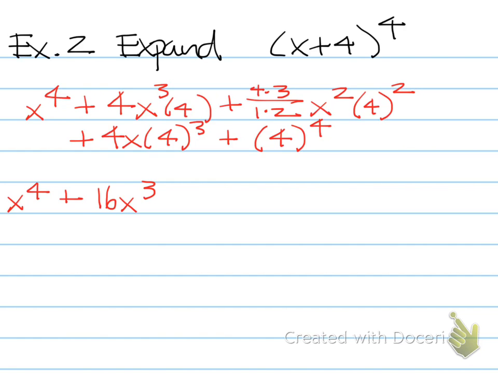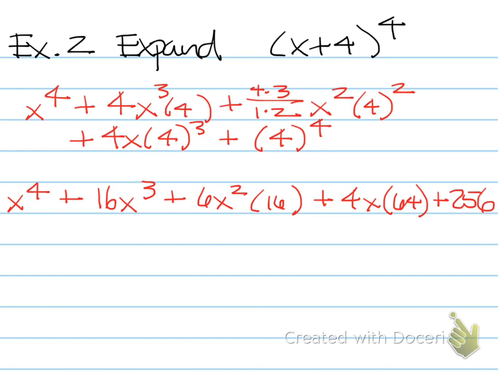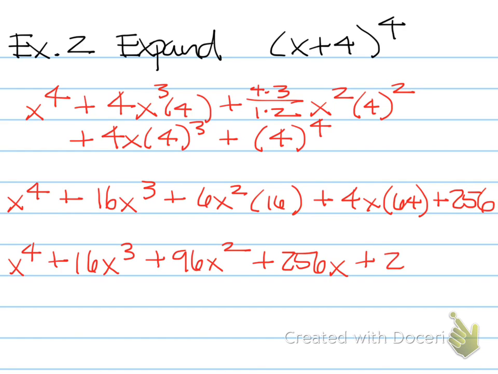So we've got 4 times 4 is 16, and then x cubed. 4 times 3 is 12, divided by 2 is 6. 6 times 16 is, well, we haven't done that yet, so 6, and then x squared, and then 4 squared is 16. And then 4 cubed is 64. 4 to the 4th is 256. And just clean up each one of the terms. We get the following expanded binomial.